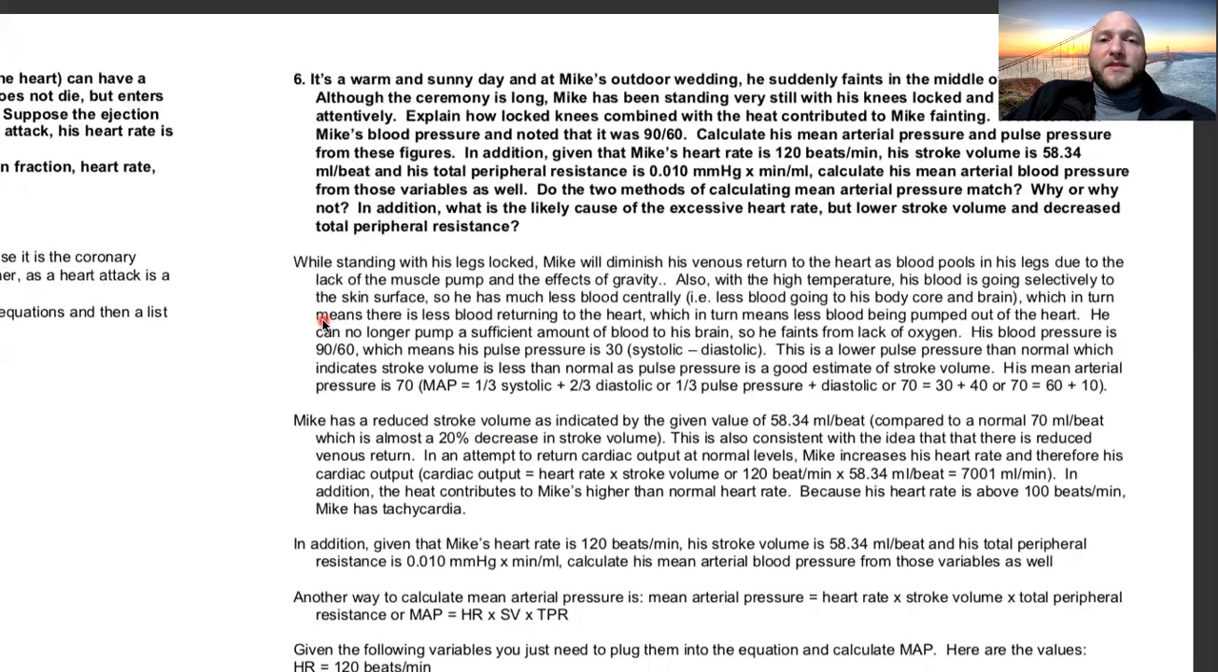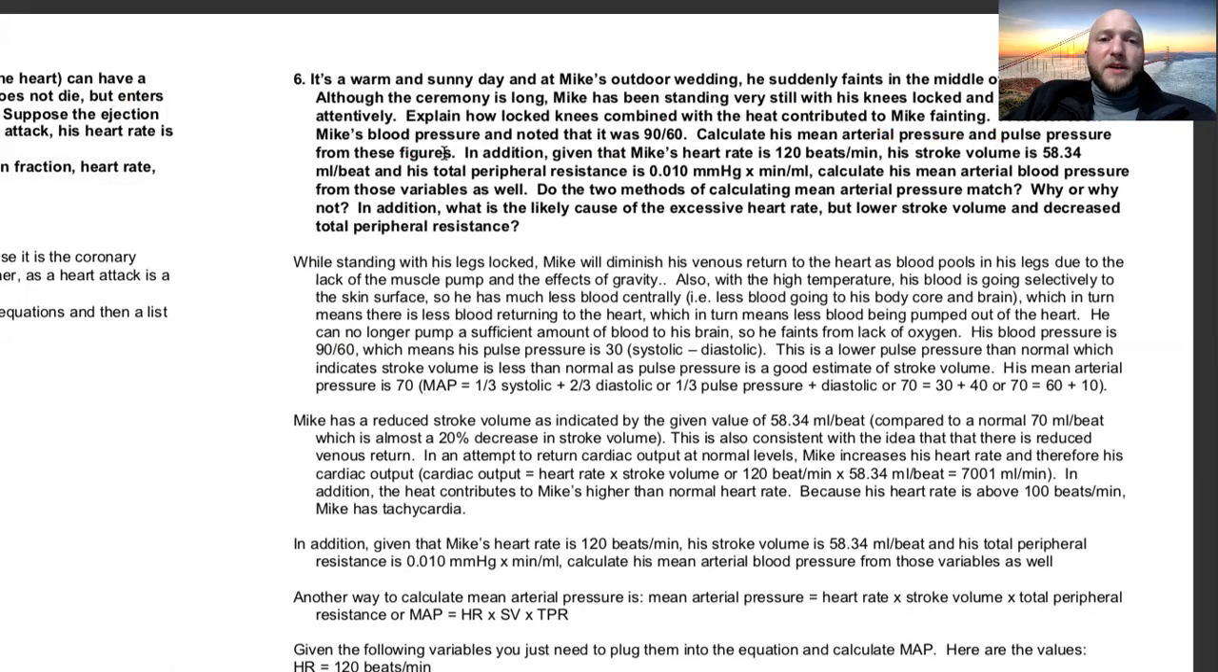It's a warm and sunny day at Mike's outdoor wedding. He suddenly faints. Oh no. In the middle of the ceremony, although the ceremony is long, Mike has been standing very still with his knees locked and listening attentively. Explain how locked knees combined with the heat contributed to Mike's fainting.